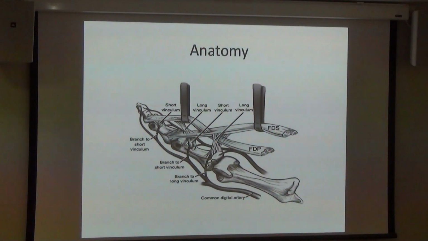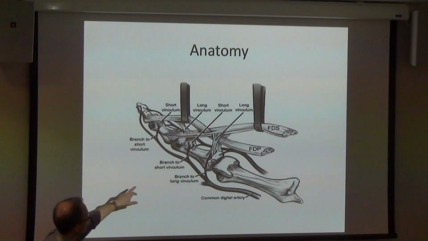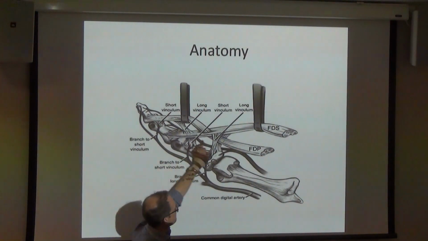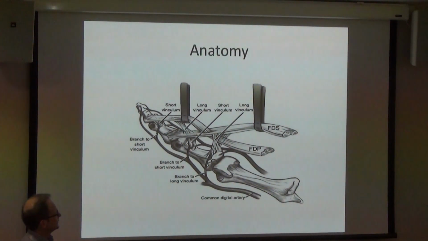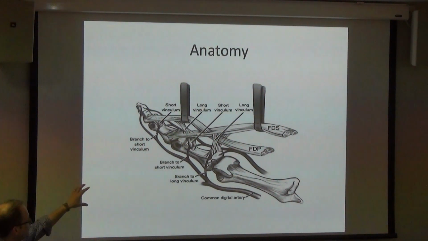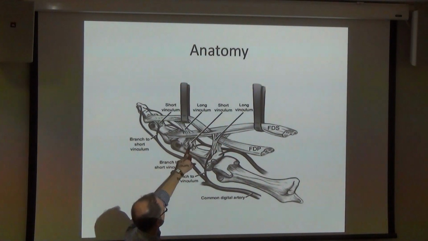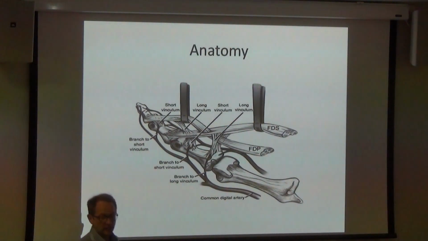Another classic picture you need to know, but it's important to know the location of these vinculi. Within this part of the finger, you've got a sheath, but you've got no blood supply within the sheath. So it's diffusion of the synovial fluid which is feeding this, or it's the vinculi, short and long vinculi, providing local blood supply.